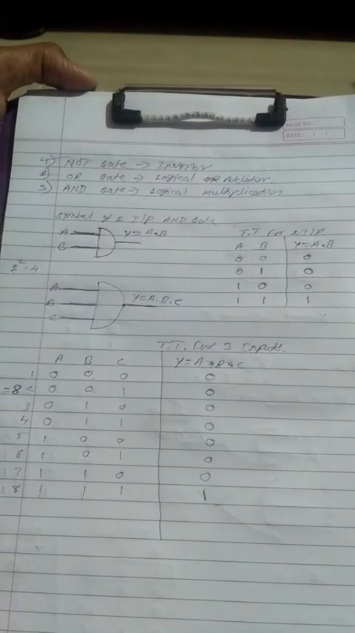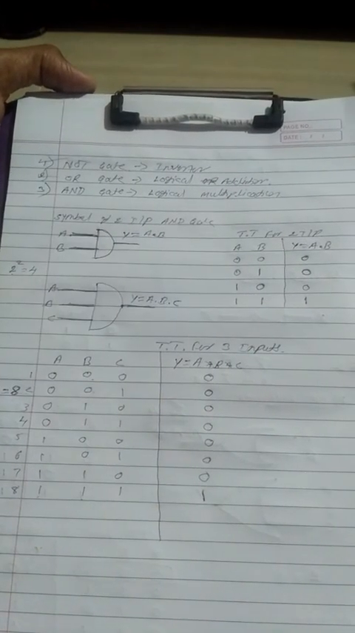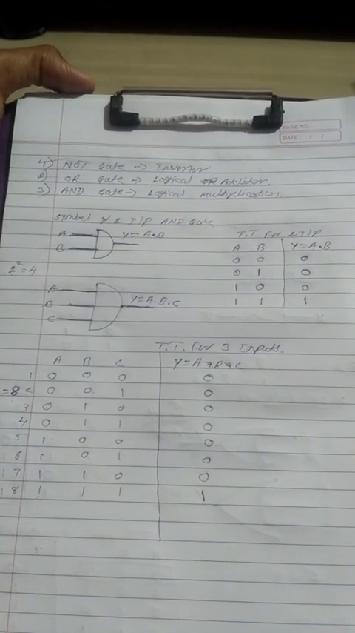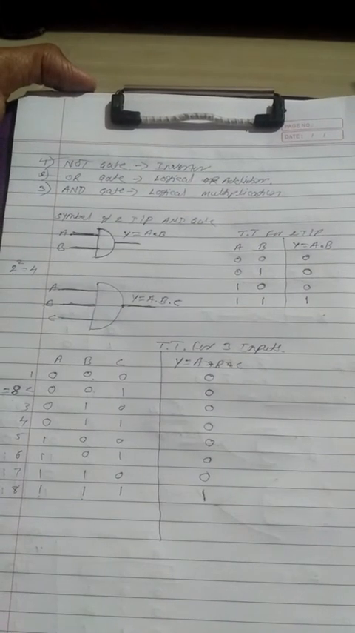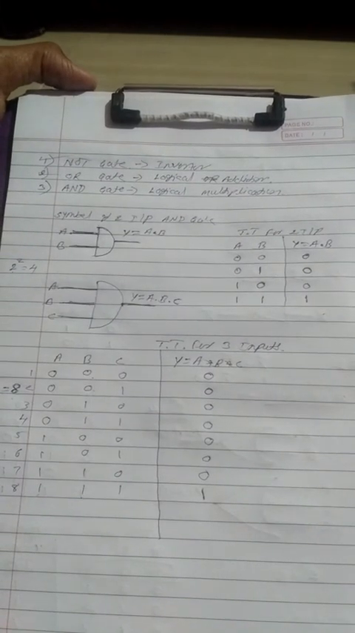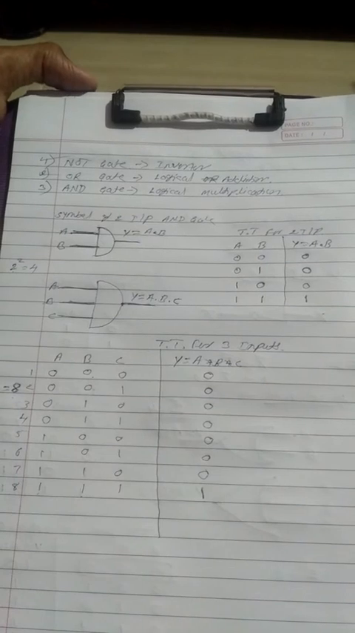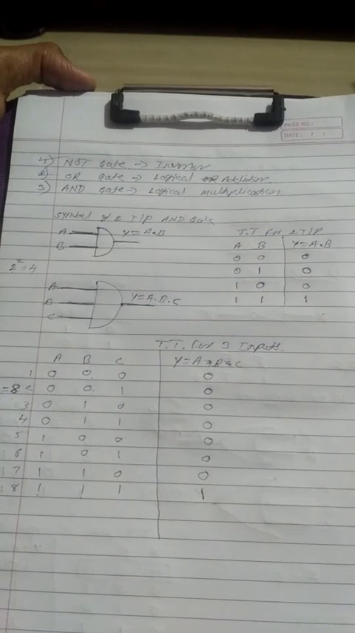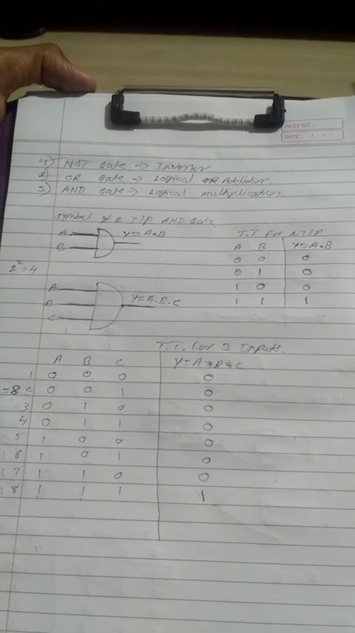Second is the OR gate. The OR gate is also called logical addition. It is an electronic circuit that has minimum 2 or more input signals and always produces only one output signal. When all the inputs are low, then its output is low, otherwise its output is high for the OR gate.